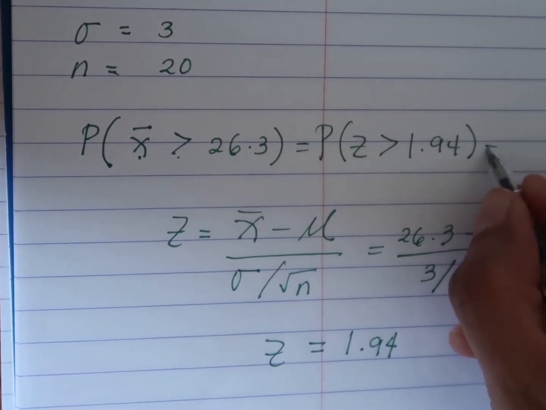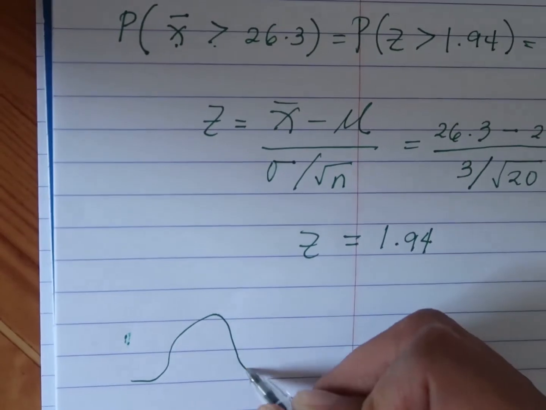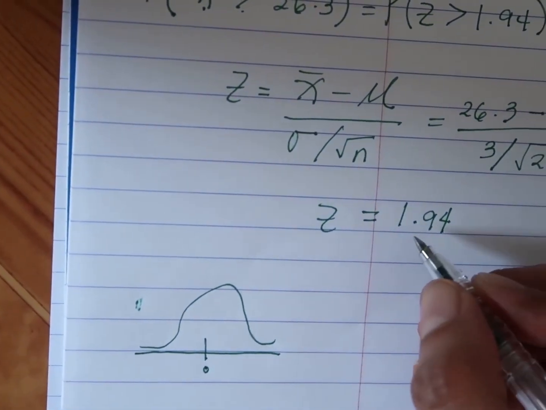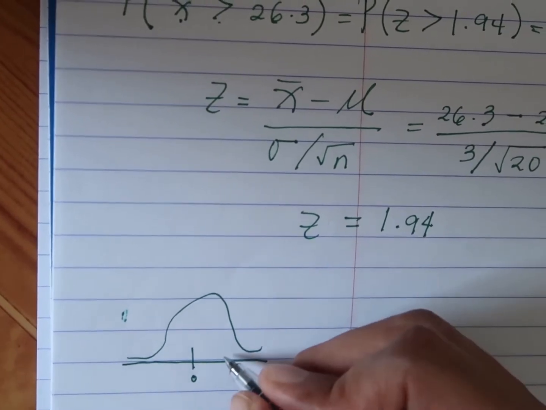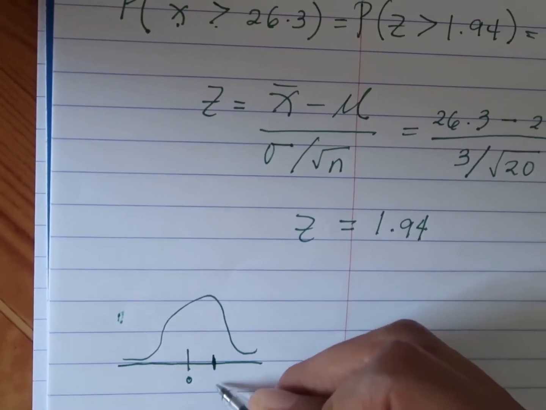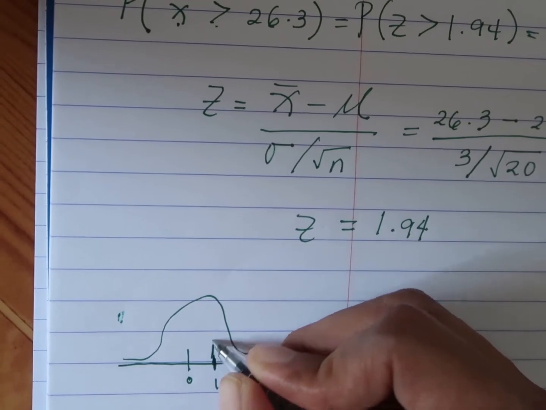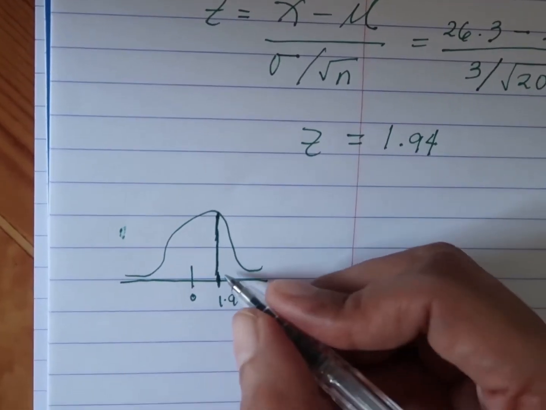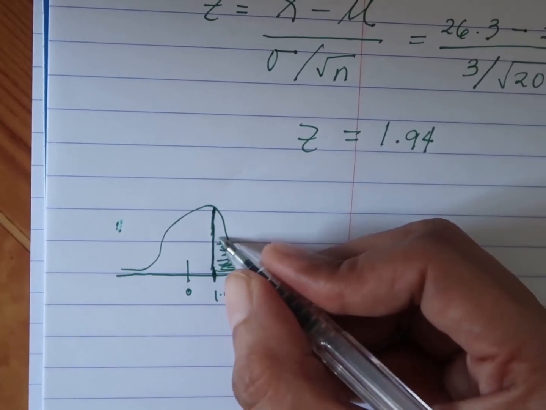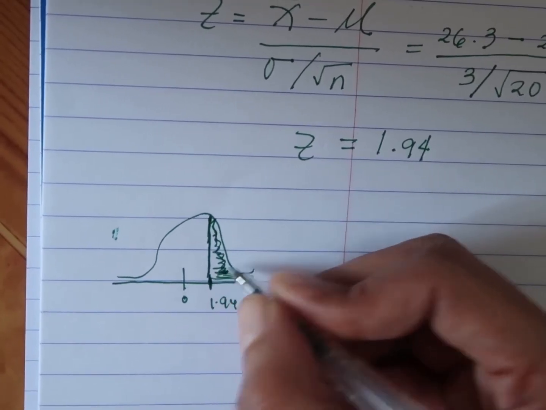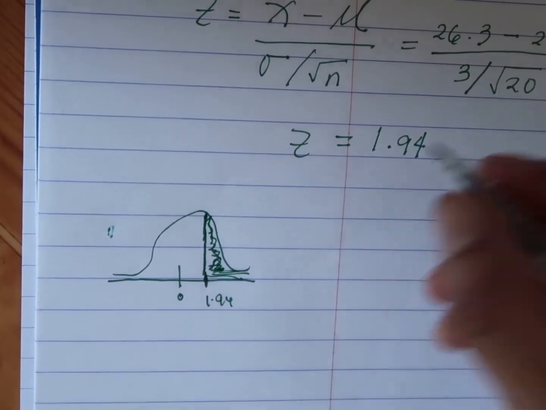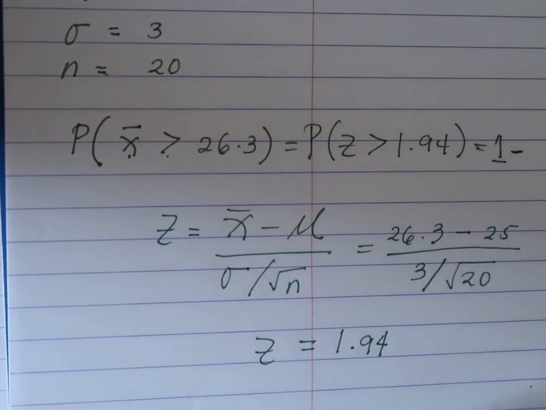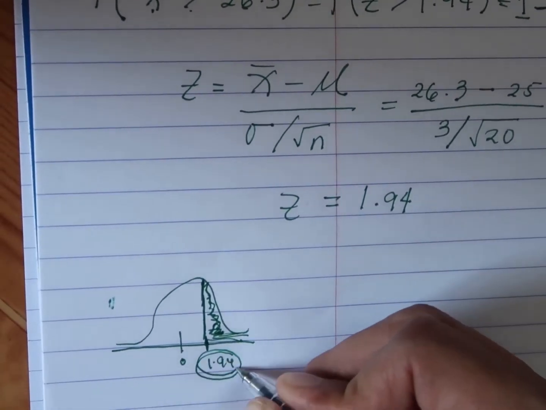So using the normal curve, you need to draw a normal curve. 0 is the middle, so 1.94 is located to the right of 0. So this is your 1.94. Greater than 1.94, so going to the right. Therefore, the probability will be 1 minus the area of 1.94.